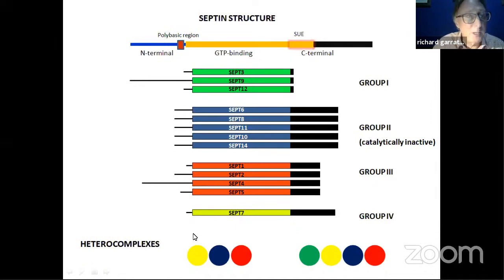If it's based on 3 different septins, then the core particle is actually a hexamer. So it has 2 copies of red, 2 blue, and 2 yellow. If it's based on 4 different septins, then it forms an octamer, and you have 2 copies of each one of the different colored septins.